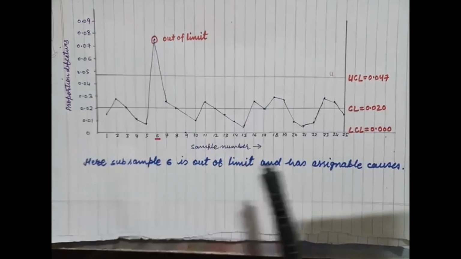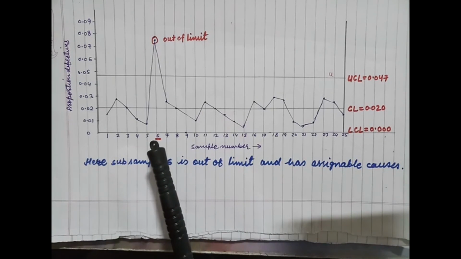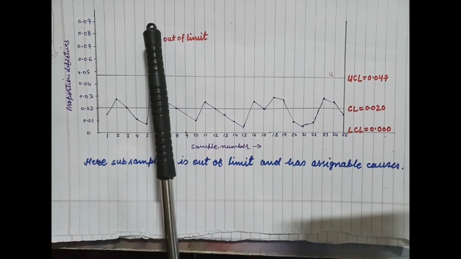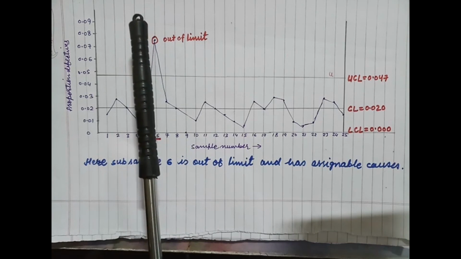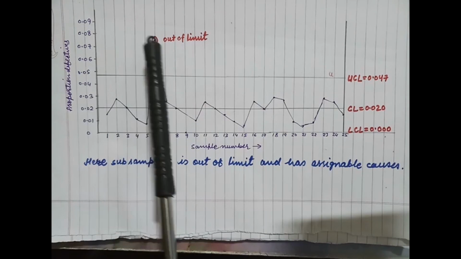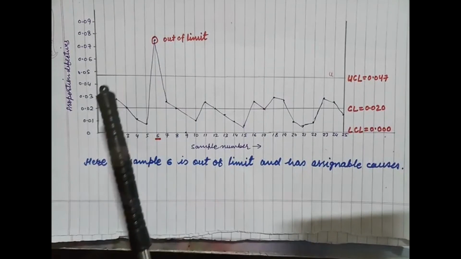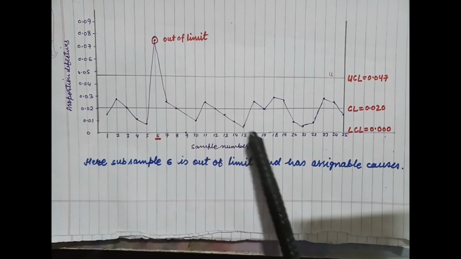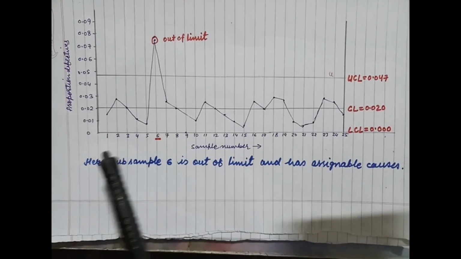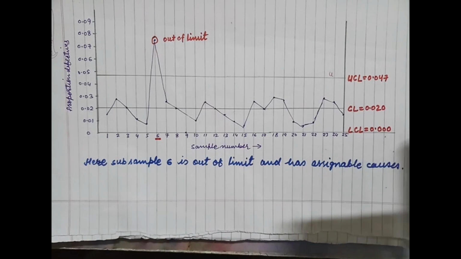Now observing all the values, we see that only the 6th subgroup has a value out of the control limit, 0.076. So this particular set of components is rejected. All others are accepted. In this way we completed our P chart. Thank you.